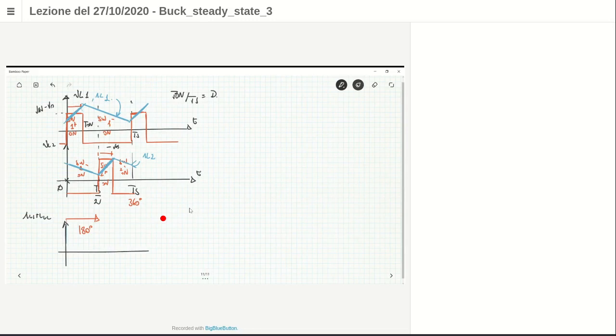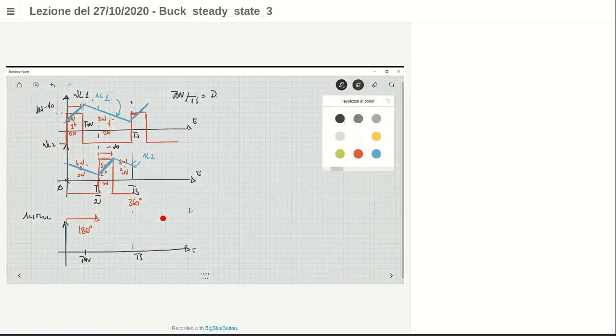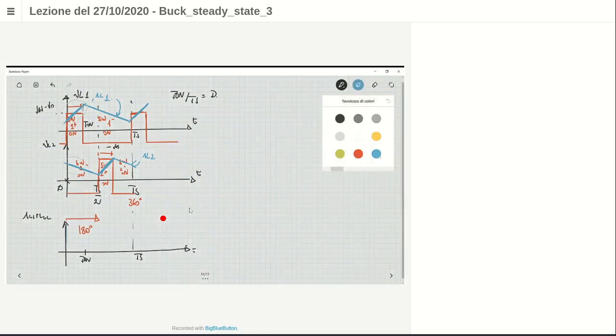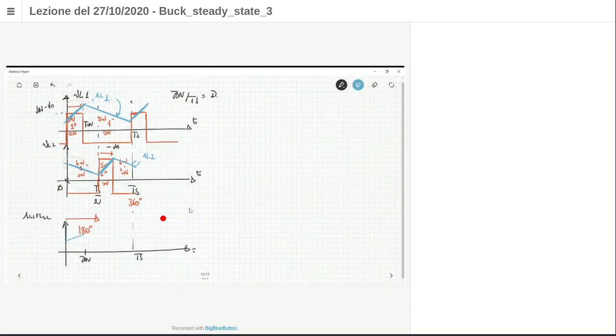IL1 plus IL2. If you look at the summation of these two currents, this is Ts. Then you have first Ton. In Ton you have a rising edge for IL1, and then a descending edge for IL2. But the slope of IL2 is less than the slope of IL1. So you have a rising edge, but with a slope which is less, the difference between the two.